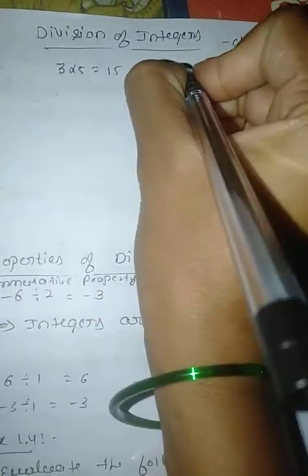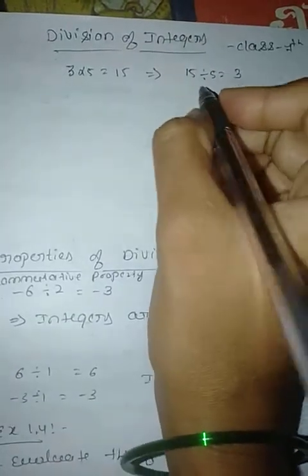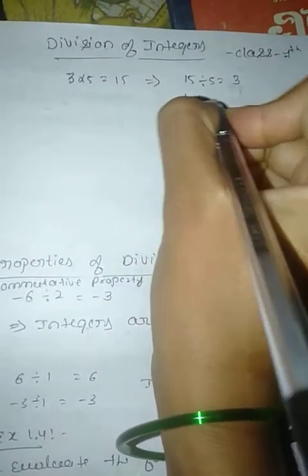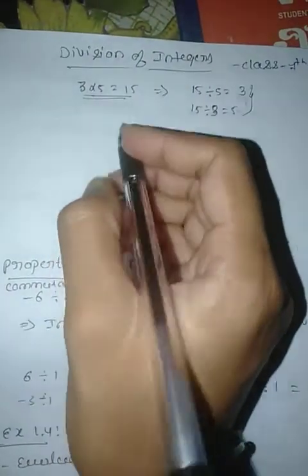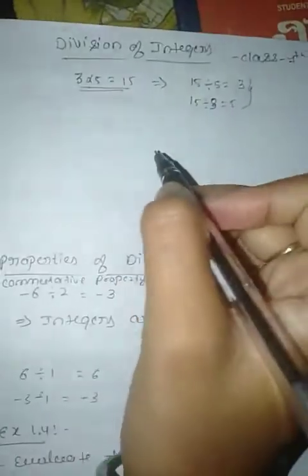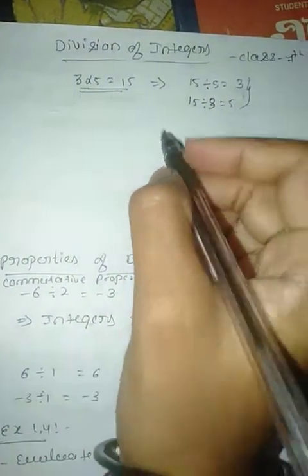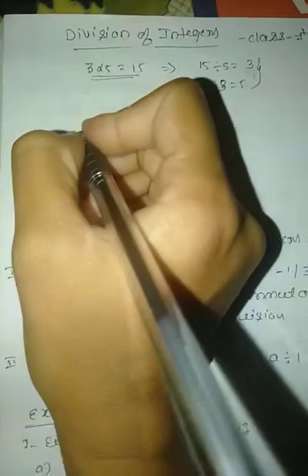So we can write it as 15 divided by 5 is equal to 3, because 5 3s are 15. Similarly, 15 divided by 3 is equal to 5. So see here, this is the division process, this is multiplication, but here multiplication is a reverse of division, or division is a reverse of multiplication. Okay, this holds good for whole numbers. So we can do similarly for integers.